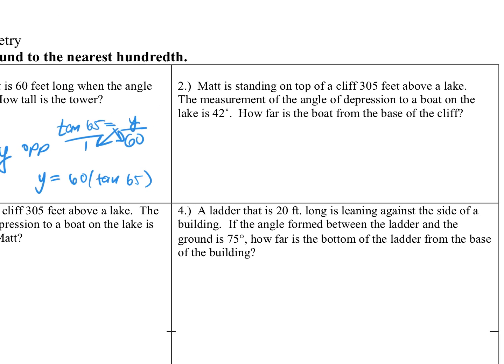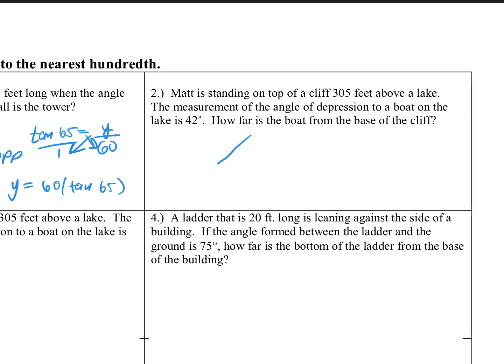So I always draw the triangle. I know I'm using right triangle tricks. I'm going to draw a right triangle, and then I'm going to look at the information that they give, and I'm going to draw a picture. Wow, that is a horrible triangle. Okay, I'm going to draw the picture. It says Matt is standing on the top of a cliff 350 feet above the lake.